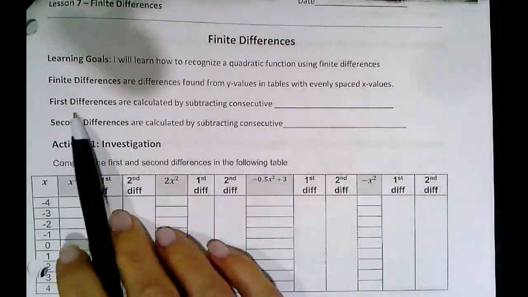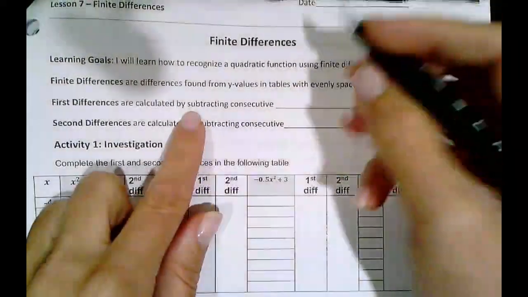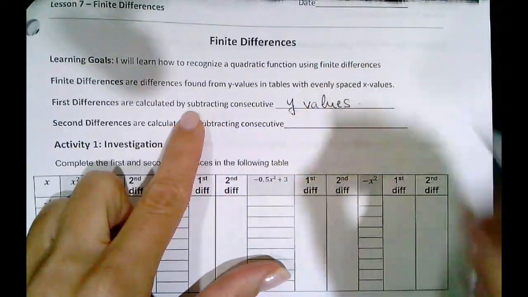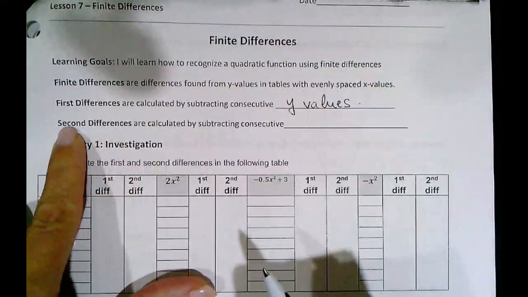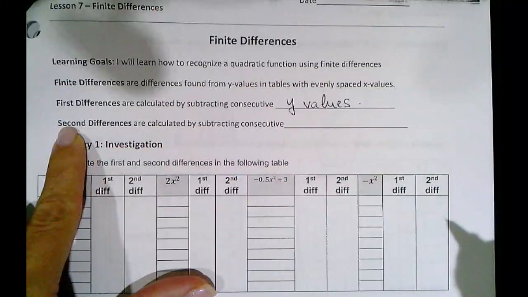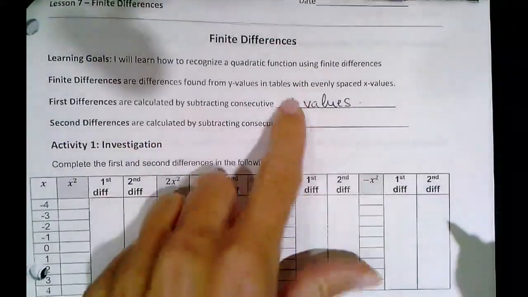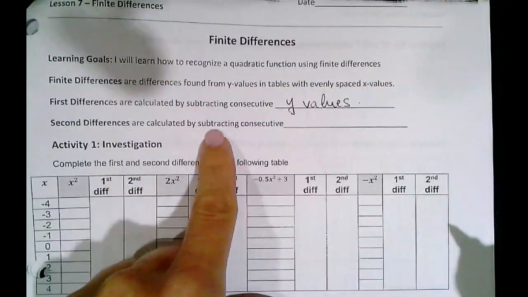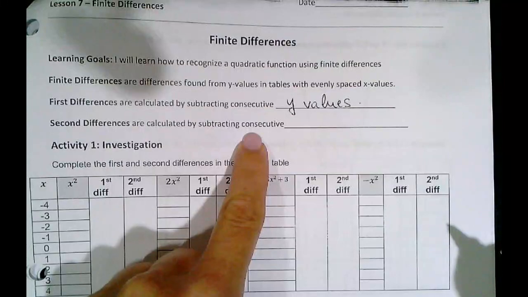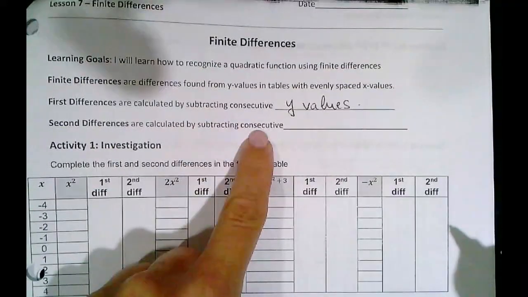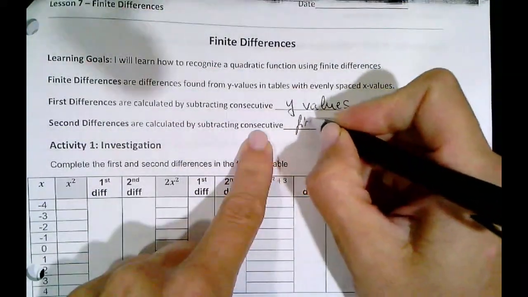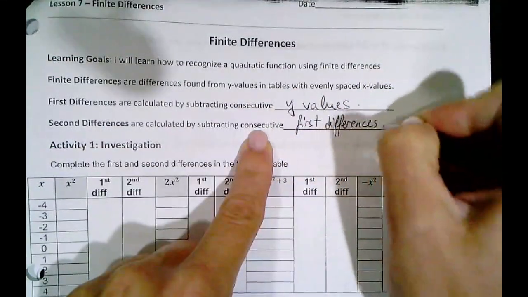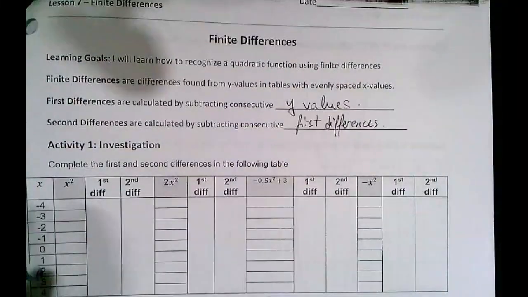So first differences are calculated by subtracting consecutive y values. Now in grade 10, we're going to go to second differences, which are calculated not by subtracting the y values, but by calculating the subtraction between consecutive first differences. Okay, let's see how that looks.